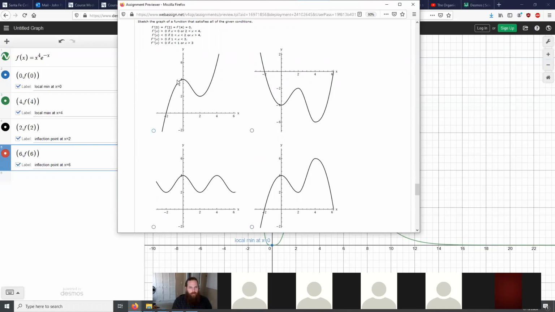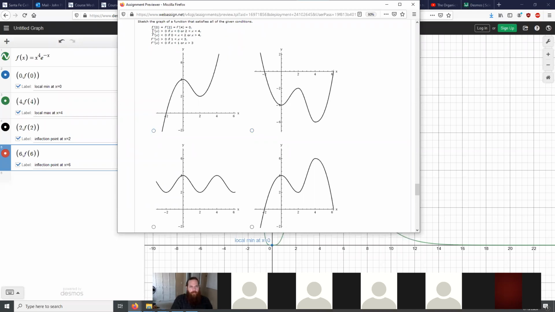Okay, well, I've got a horizontal tangent at 0, a horizontal tangent line at 2, but this first graph does not have a horizontal tangent line at 4, so we can rule him out. Horizontal tangent line at 0, horizontal tangent line at 2, horizontal tangent line at 4. So this guy meets the first requirement.